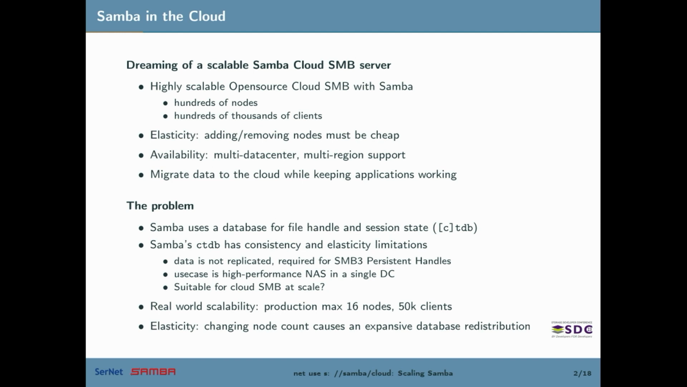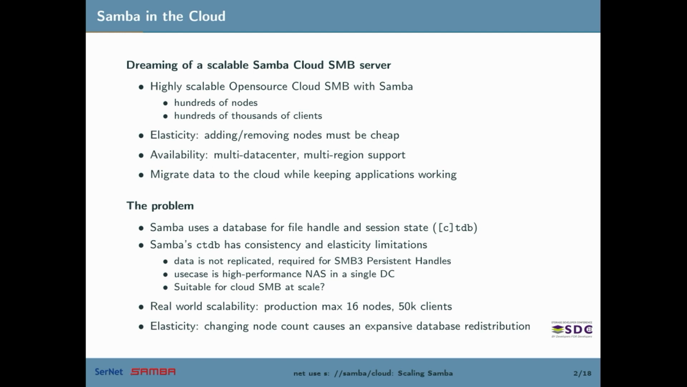So basically, CTDB, while being very fast, is so fast because it doesn't replicate data, at least not for the performance-sensitive databases that we care about. It just stores a copy of the file handle state data that we have to maintain in Samba on a single node, and that's basically it. That way it can be very fast, and this has worked extremely well. I will share some numbers on a later slide. The use case for this is basically a high-performance NAS in a single data center. But this is not really suitable for cloud SMB at scale.